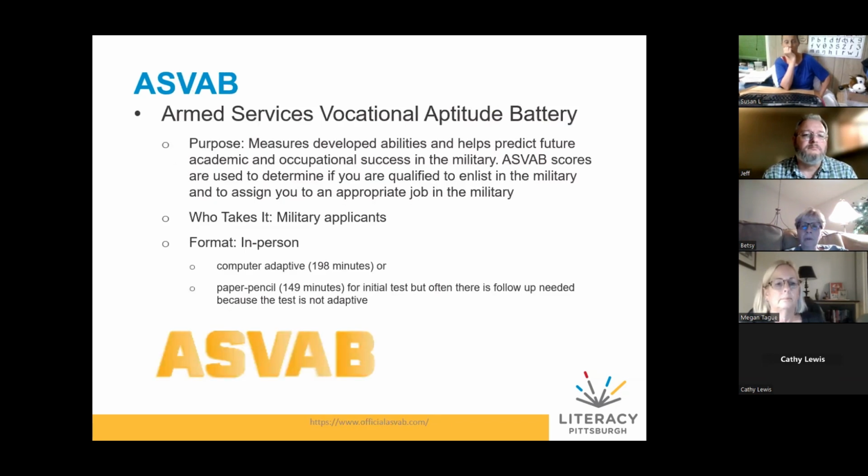And then the last test that you might come across is the ASVAB, which is the Armed Services Vocational Aptitude Battery. And this measures the developed abilities and helps predict academic and occupational success in the military. So ASVAB scores are used to determine if applicants to the military are qualified to enlist, and it helps assign enlisted personnel to an appropriate job. So military applicants are the ones taking this.